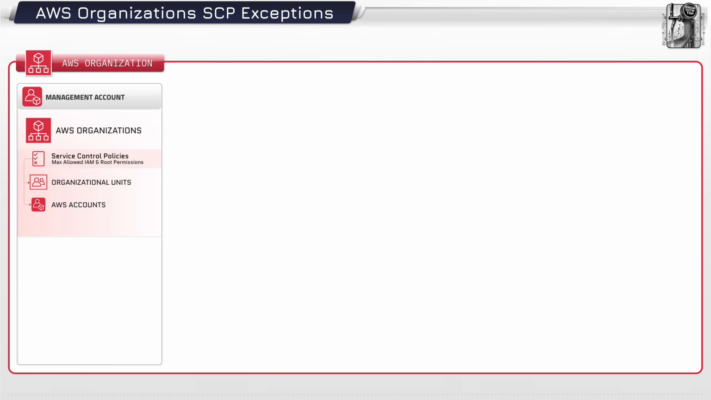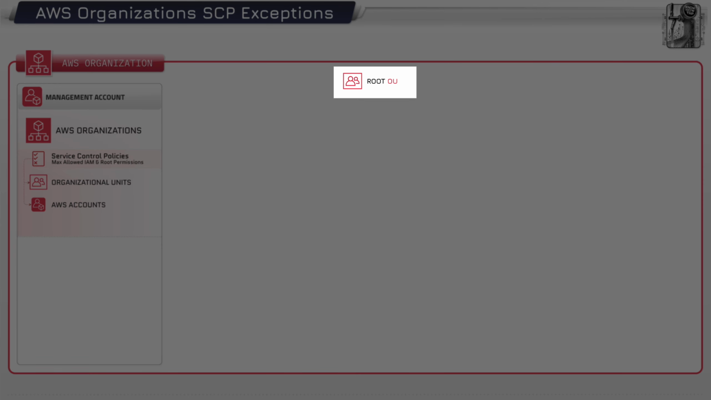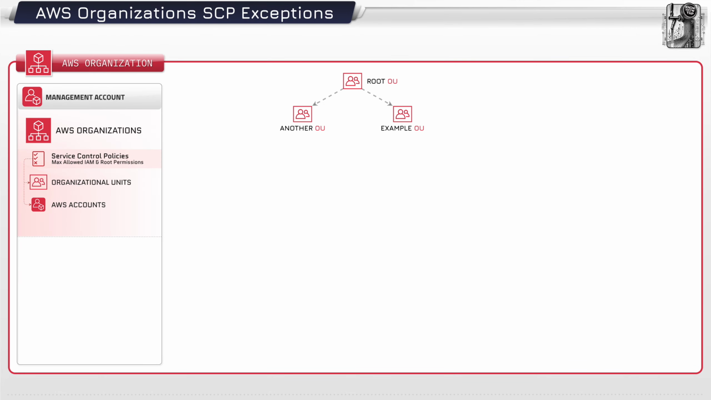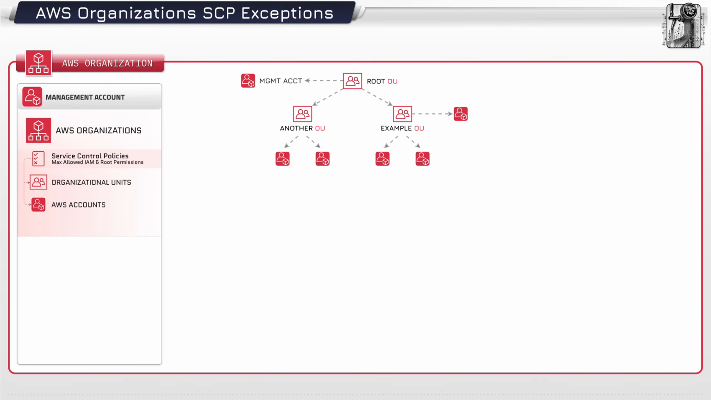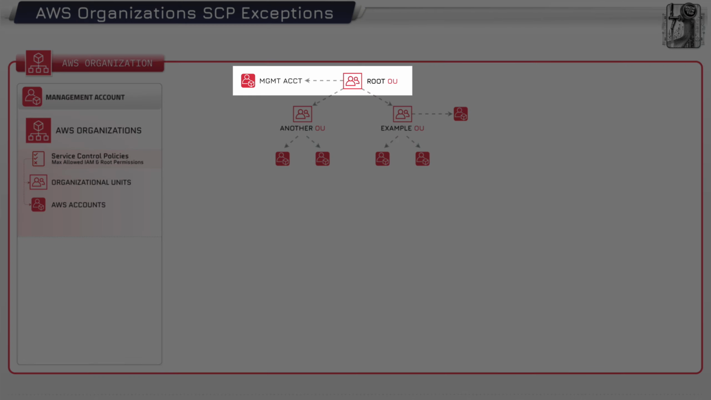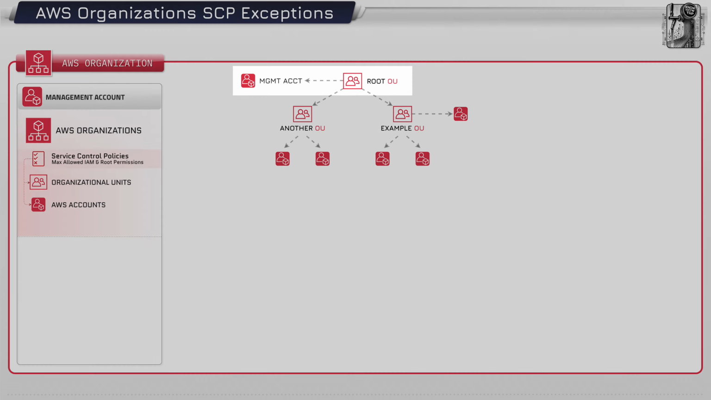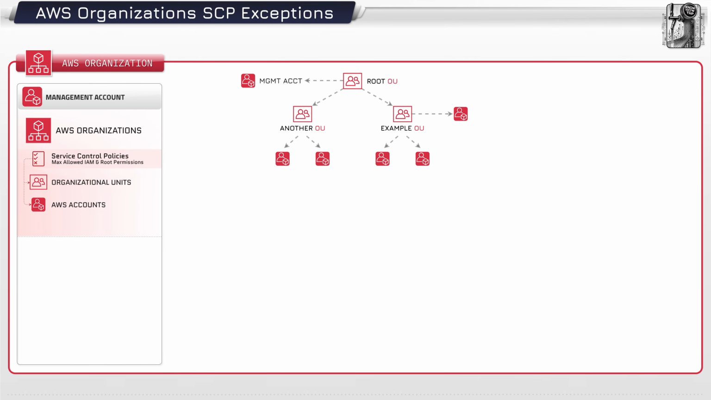As we discussed in the previous video, AWS Organizations creates a hierarchy using organizational units. At the top of that hierarchy is the root OU. This is the highest level container in the organization, and everything else lives under it. Organizational units can contain other organizational units and AWS accounts. When an organization is first created in the management account, the account itself is placed directly under the root OU. You can later move that management account to a different OU if you so choose.